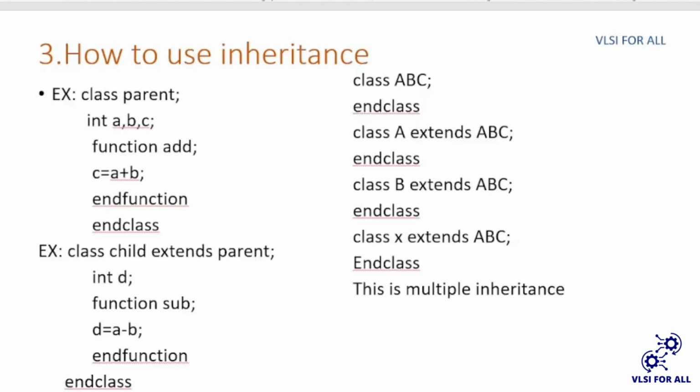Next, let's see a few codes. This is a class, and I declared the name of the class as Parent. I took three properties named A, B, C, and here I declared a method that does the addition operation, and then I ended the class.